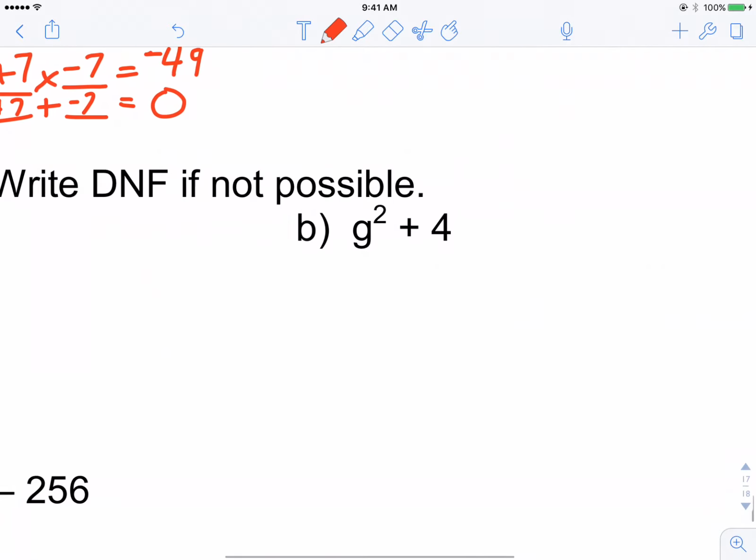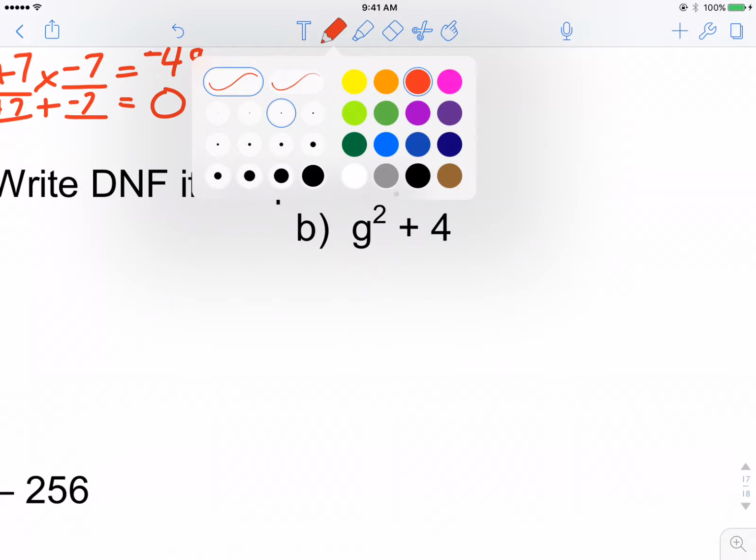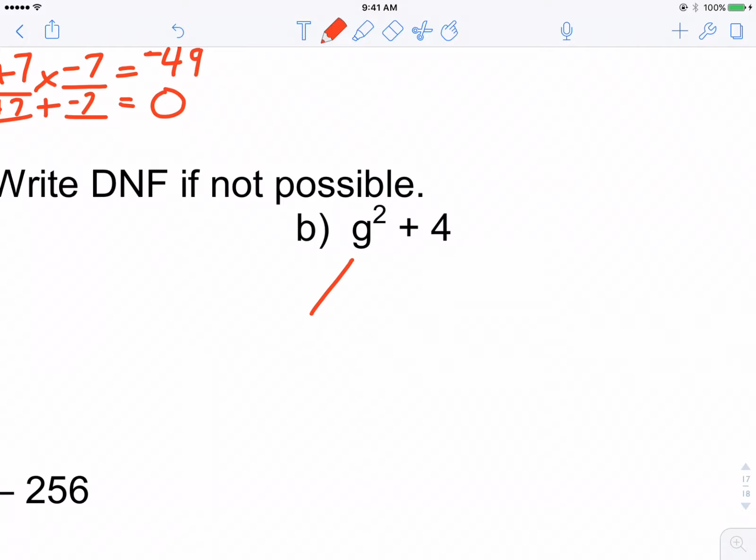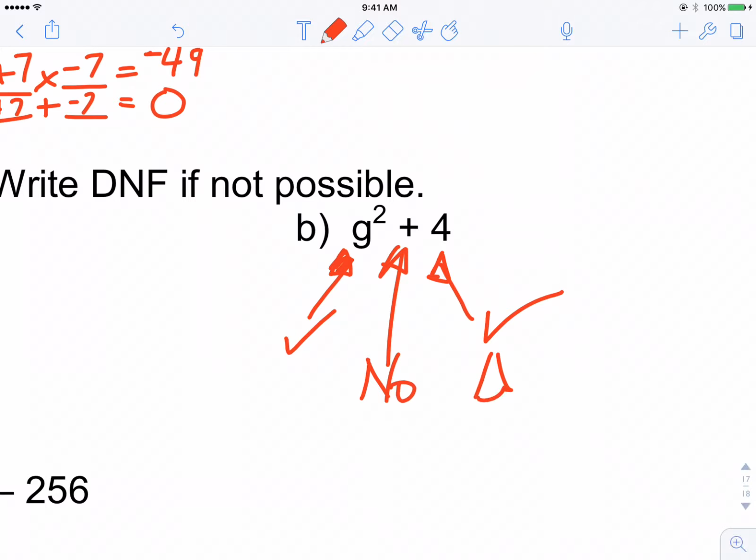Question B, g squared plus 4. Look at my characteristics. Is this a perfect square? G squared? Yes. Is 4 a perfect square? Yes. Are they separated by a minus sign? No. Does not factor. Done.